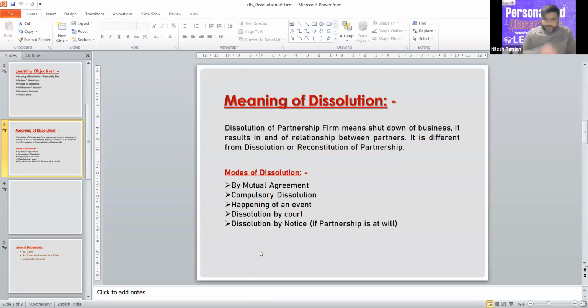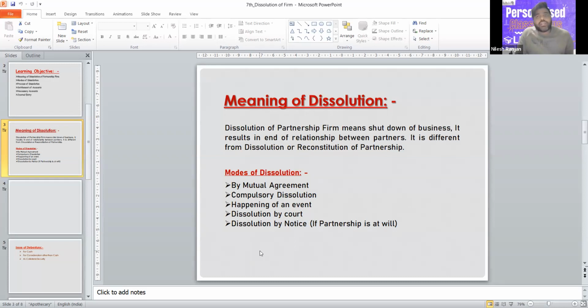Now, the definition we have already discussed, but not the modes of dissolution. Actually, how we can dissolve our firm. What are the situations where a firm can be dissolved? The first one is by mutual agreement. When all the partners of the firm agree that now we should dissolve the firm because we have some personal work or any other issue, then they can dissolve the firm by mutual agreement, meaning close the business. The second is compulsory dissolution.